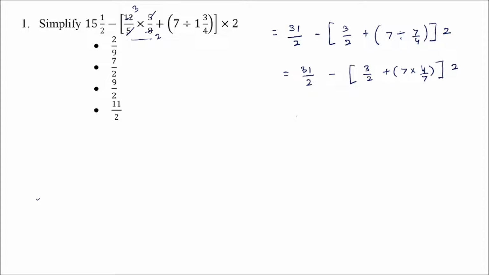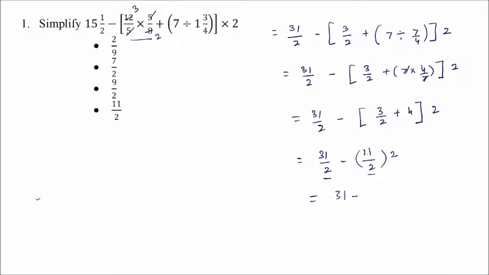So 31 upon 2 minus 3 by 2 plus, 7 will get cancelled with 7. This is 2. 31 upon 2 minus, this is 2 into 4 is 8, 8 plus 3, 11 upon 2 into 2, we can say that. So 31, the denominator is same. 31 minus 11 into 2 means 22 upon 2, it will be 9 upon 2. So 9 upon 2 is our answer.